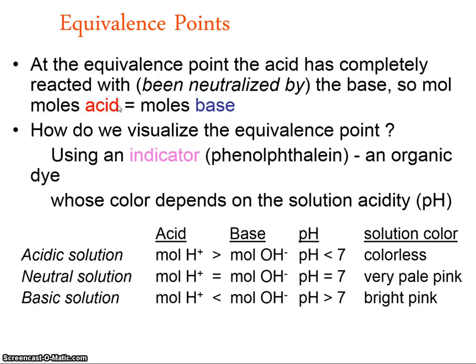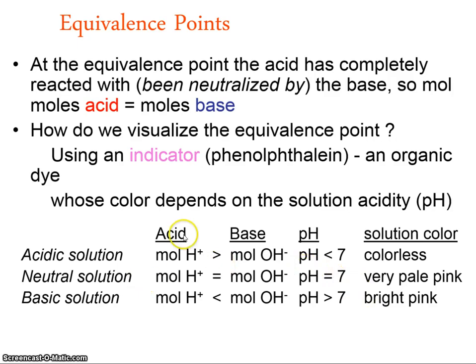We're going to use an indicator. One of the most popular ones is phenolphthalein. That's an organic dye, and its color is going to depend on the solution's acidity. In an acidic solution, where the pH is less than 7, it's going to be colorless. Near 7, it's going to be a very pale pink, and in a basic solution, it's going to be a nice bright fuchsia pink.